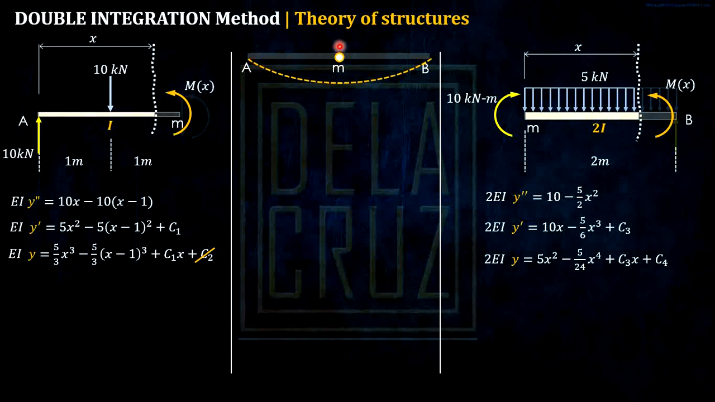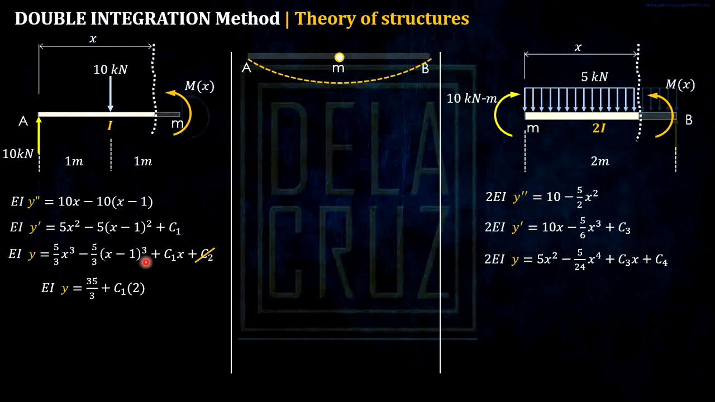The second boundary condition is at the midspan. Looking at this view, when x is 2, going to the midspan, that is 1 and 1, that is 2. So using this deflection formula, substitute your x here. When x is 2, it will be like this. EIy, so that is 2. Substitute lang yung 2 dito.